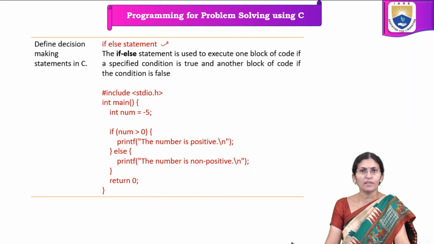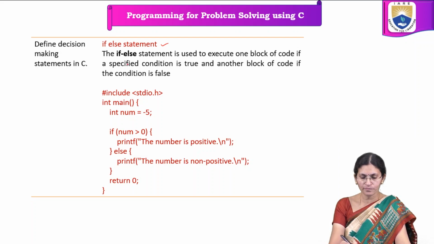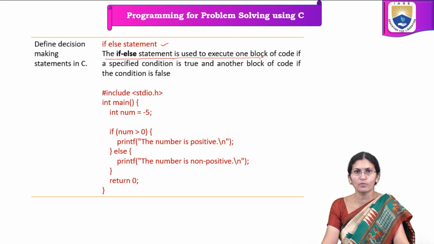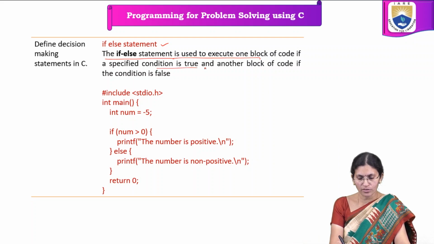Next, the decision making statement in the C programming language is the if else statement. This also requires a condition. So let us see what the if else statement is. The if else statement is used to execute one block of code if the specified condition is true, and it will execute another block of code if the condition is false.